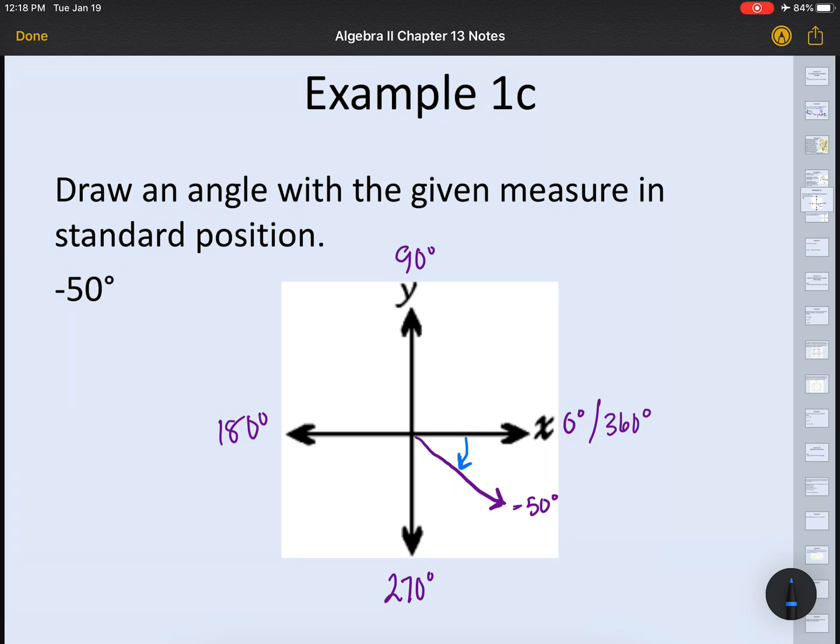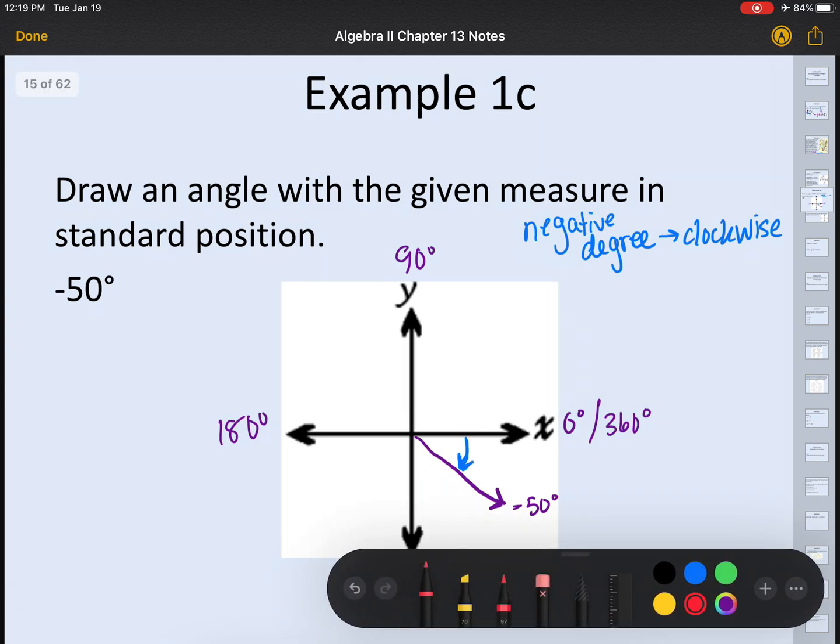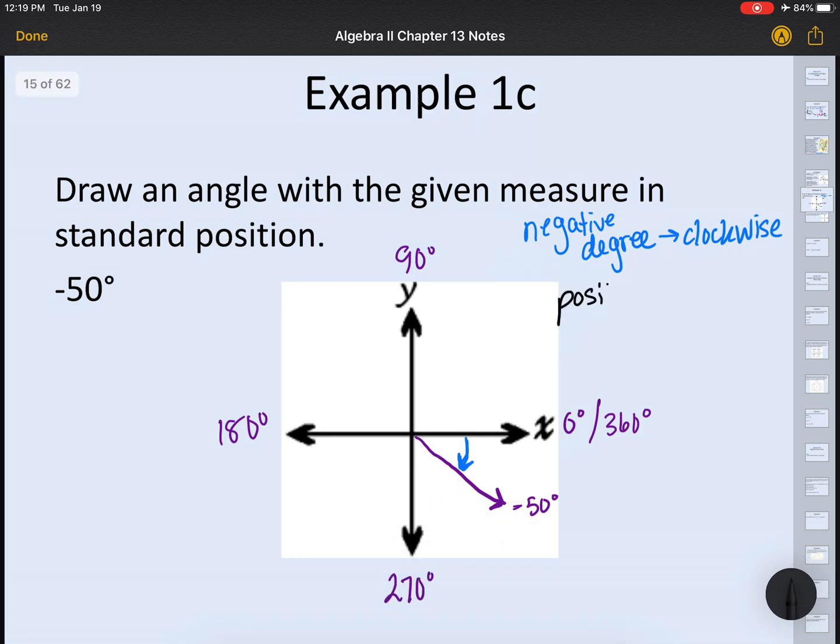So basically, if you have a negative degree, you go counter, or actually clockwise. What am I saying? Clockwise. That's what we did. We went clockwise to the negative position. But for the positive ones, like the first two we just did, we went counterclockwise.